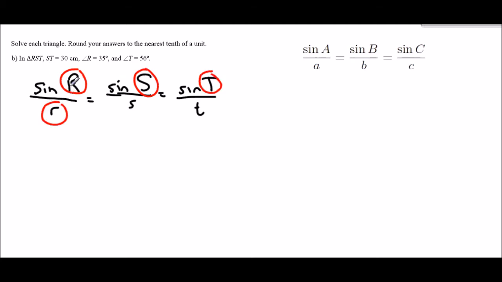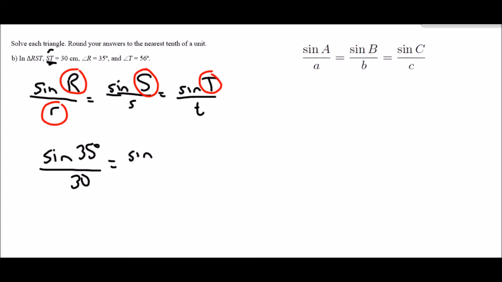So again, to use the sine law, you need to know one complete fraction. So I'm going to start by finding S. So sine R, so angle R is 35 degrees, over side R, which was 30, because again, remember ST was also side R. And that equals sine S.